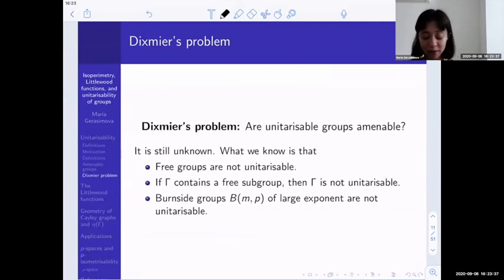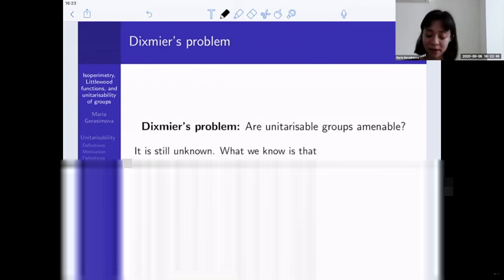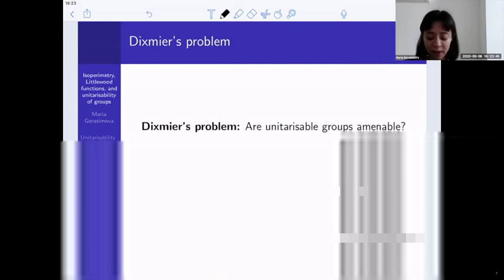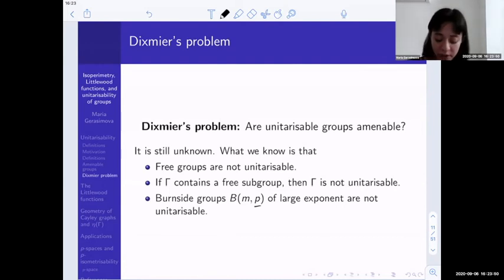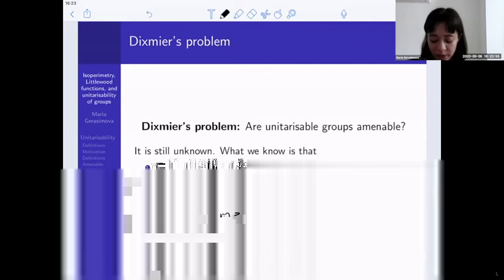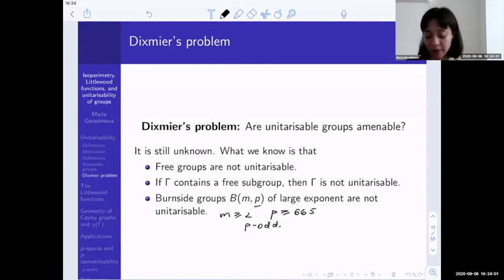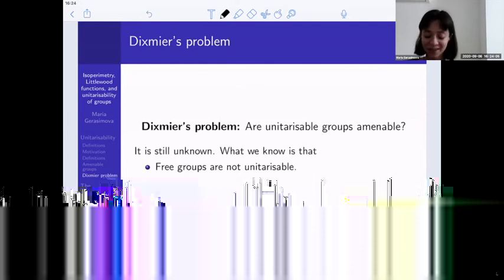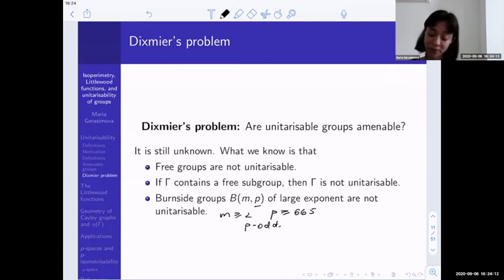I will come to it later when we speak about applications, but let me just mention now that it was proven by Nicolas Monod and Ozawa that Burnside groups of large exponents are not unitarizable. By large exponents, I mean that n should be bigger than 665, and maybe I also need m bigger than or equal to 2, and n should be odd, something like this. But at the moment it is not very important. We don't have any counterexamples in these families of groups. We know that they are not amenable, but they are also not unitarizable, unfortunately.